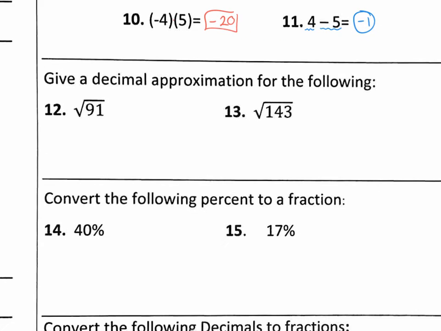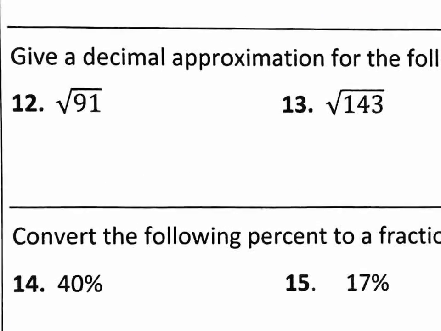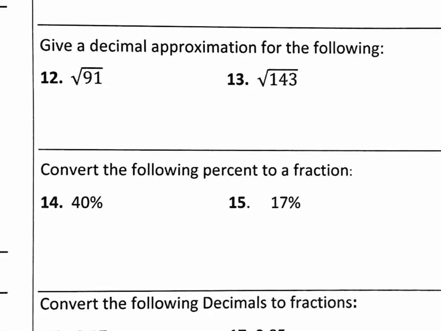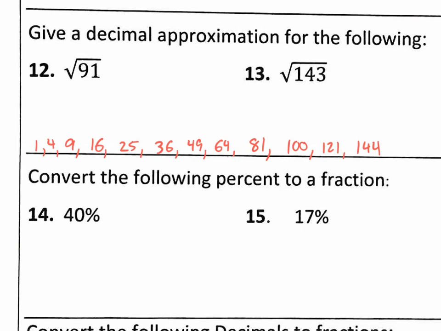Give a decimal approximation for the following. In order to be good at doing a decimal approximation, you should write your perfect square number list. So there's my perfect square number list. Again, just say 2 times 2, that's how you get 4. 3 times 3, that's how you get 9. 4 times 4, 5 times 5, and so on and so on. You get your perfect square number list.